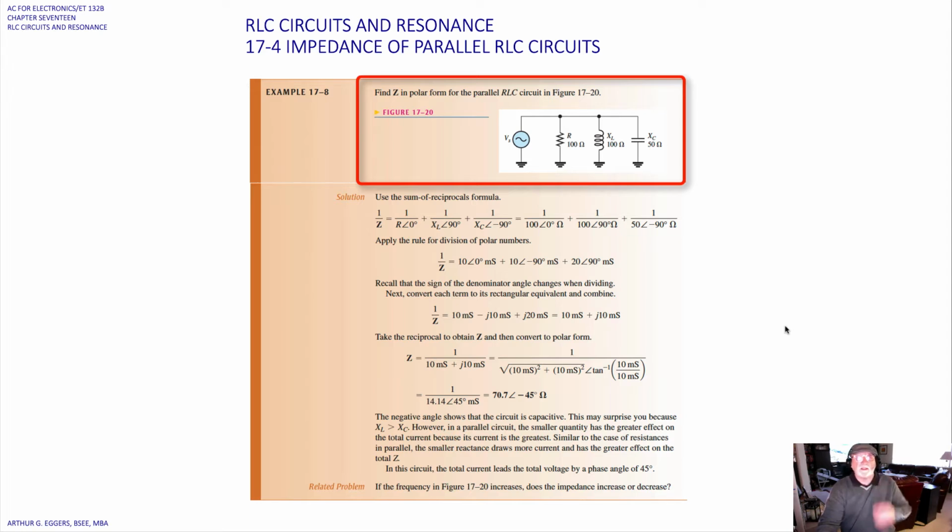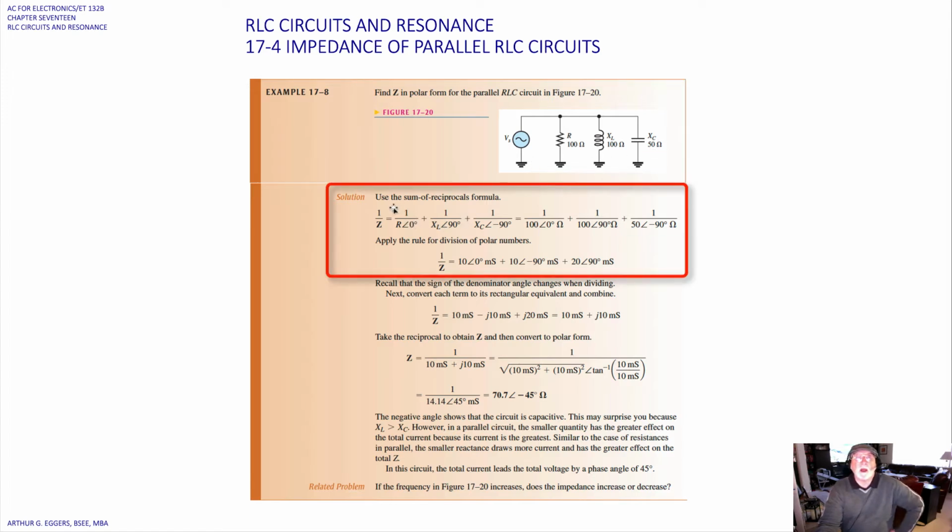The best way to handle this is to do an example. We want to find the impedance in polar form for the parallel RLC circuit. We've got one resistor at 100 ohms, one inductor reactive at 100 ohms, and one capacitor reactive at 50 ohms. If we start off with the inverse relationship, the sum of the reciprocals, then 1 over the impedance is equal to 1 over the resistance, 1 over the inductive reactance, 1 over the capacitive reactance. So enter your values and this sets you up for our next calculations.